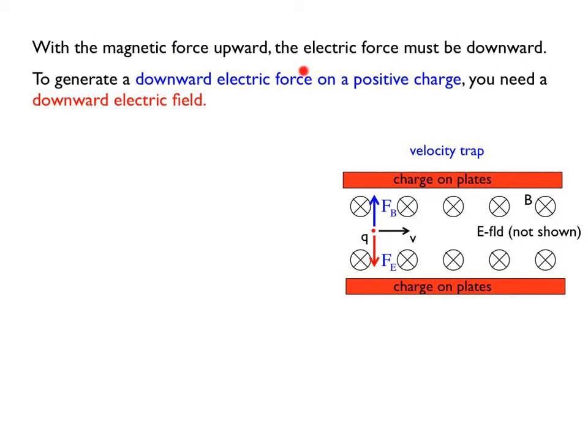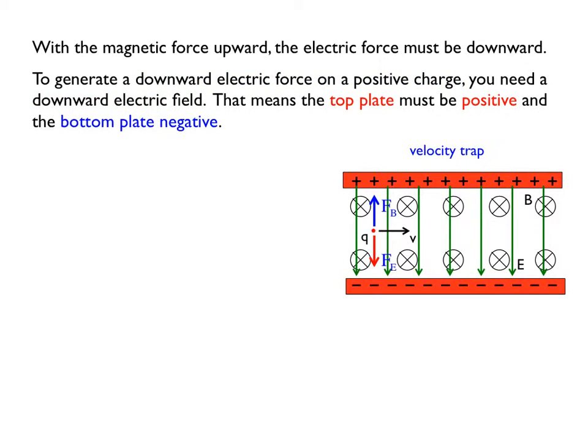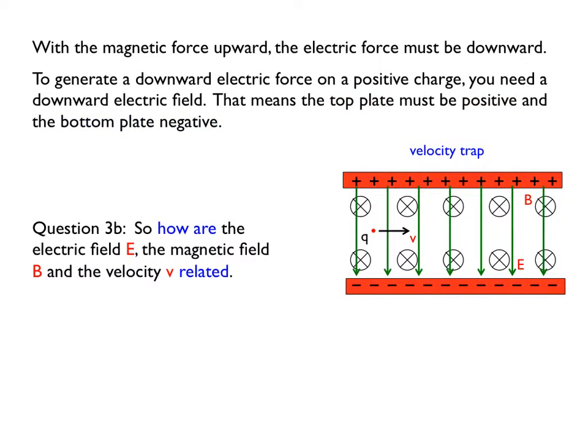To get a downward electric force on a positive charge, you need a downward electric field. And here we have the field lines. That means the top plate has to be electrically positive. Next question. How are the electric field, the magnetic field, and the velocity related?